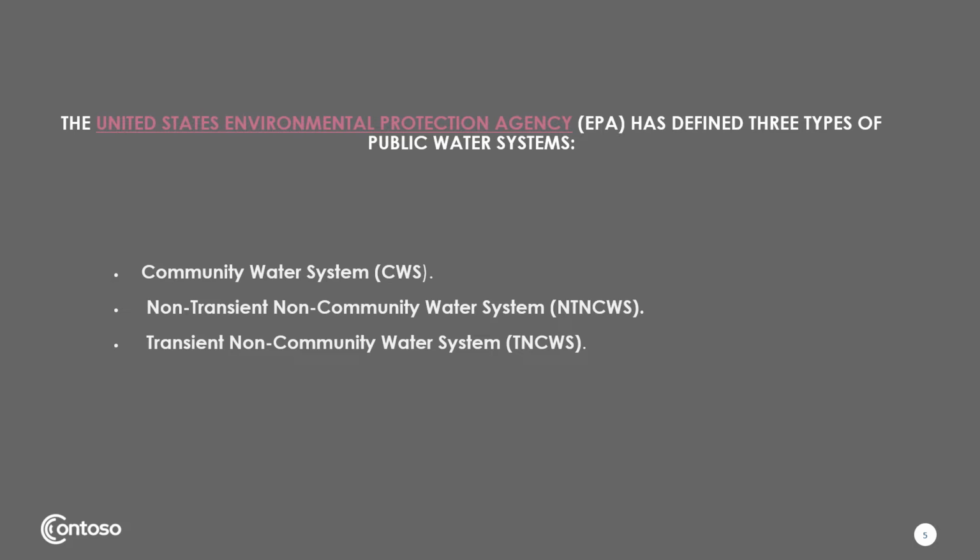Some examples are schools, factories, office buildings, and hospitals, which have their own water system. And last one, the TNCWS. It is a public water system that provides water in a place such as a gas station or campground where people do not remain for too long of periods.